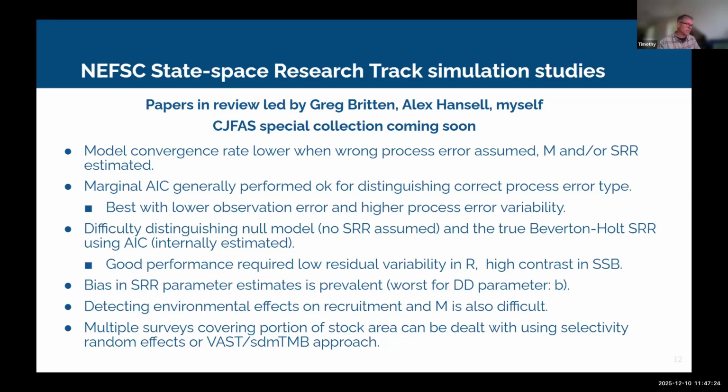And then some work that Alex Hansel was leading, he was interested in different ways of dealing with these multiple surveys we have in the Northeast, maybe elsewhere, where you just have small surveys that cover small portions of the total stock area. The default way would be to use something like a BAST or SDM-TMB to make a composite index, but you can also just include all the individual surveys and treat selectivities as random effects for those indices.